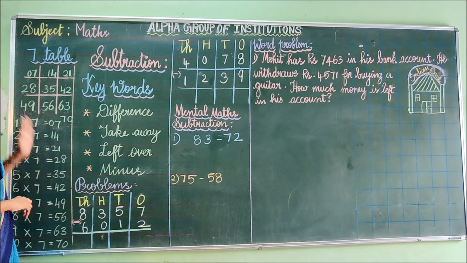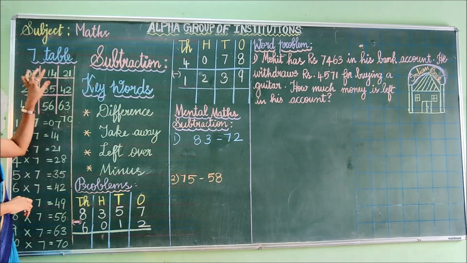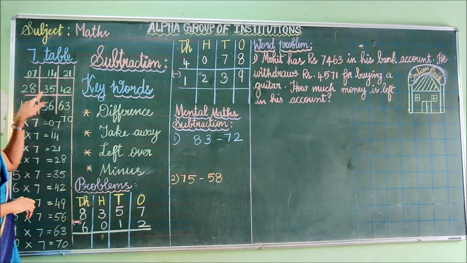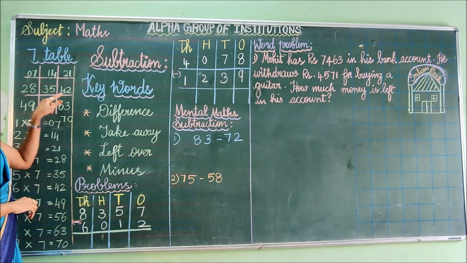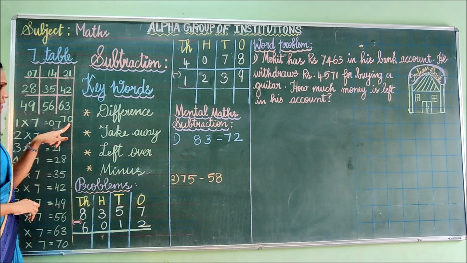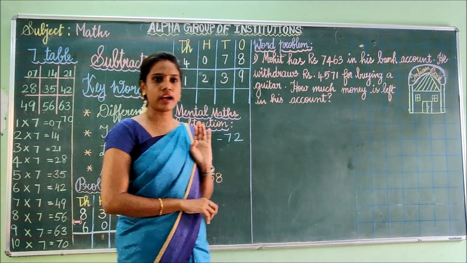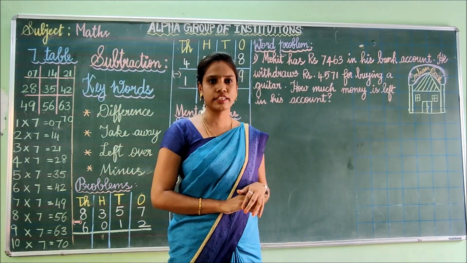Yes children. Shall we read once again 7 table? See, using this one. 1 7 is 7. 2 sevens are 14. 3 sevens are 21. 4 sevens are 28. 5 sevens are 35. 6 sevens are 42. 7 sevens are 49. 8 sevens are 56. 9 sevens are 63. 10 sevens are 70. So we have completed the 7 table. I hope it will be very easy for you, right?